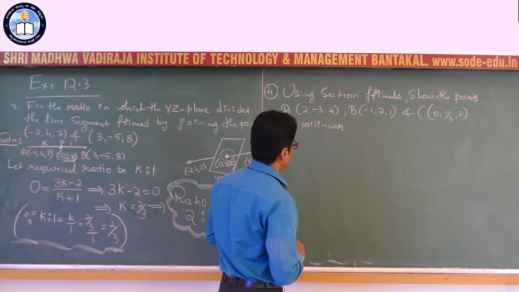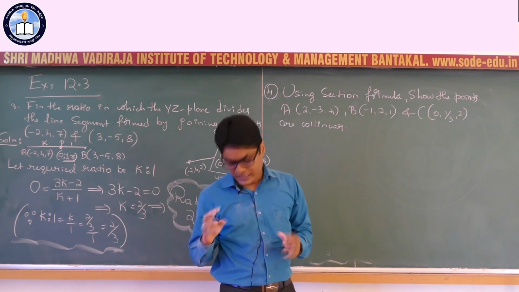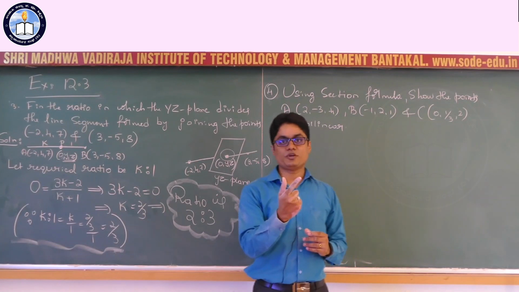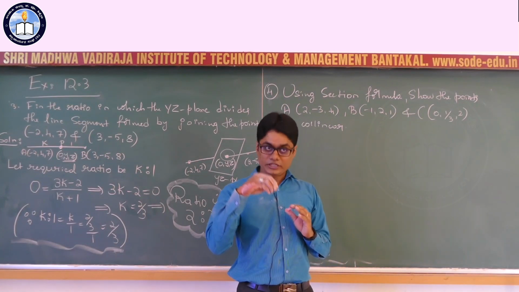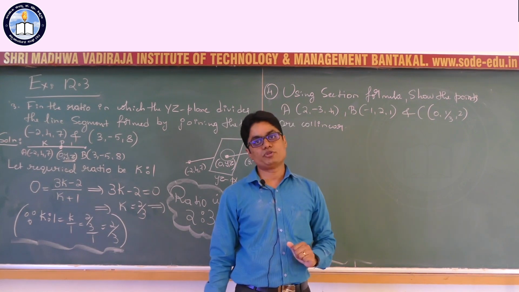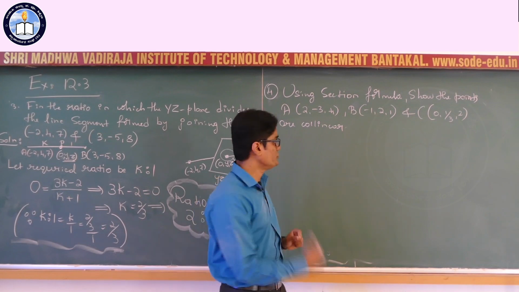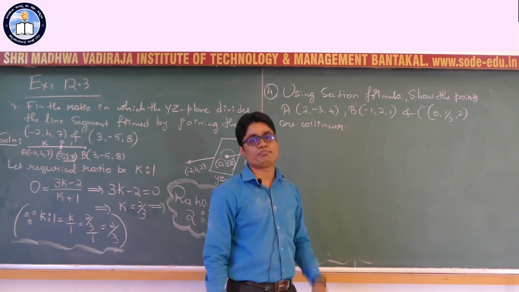Using section formula show that 3 points are collinear. You already know how to prove 3 points are collinear, right? How do you prove it? Using distance formula you did it, right? But here they have particularly mentioned to use section formula and prove 3 points are collinear. Understood? Now I will show you how to use a section formula to prove 3 points are collinear.